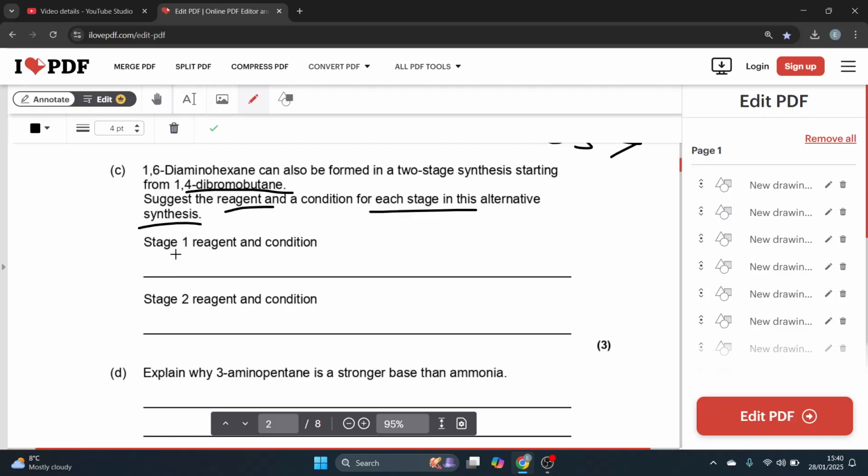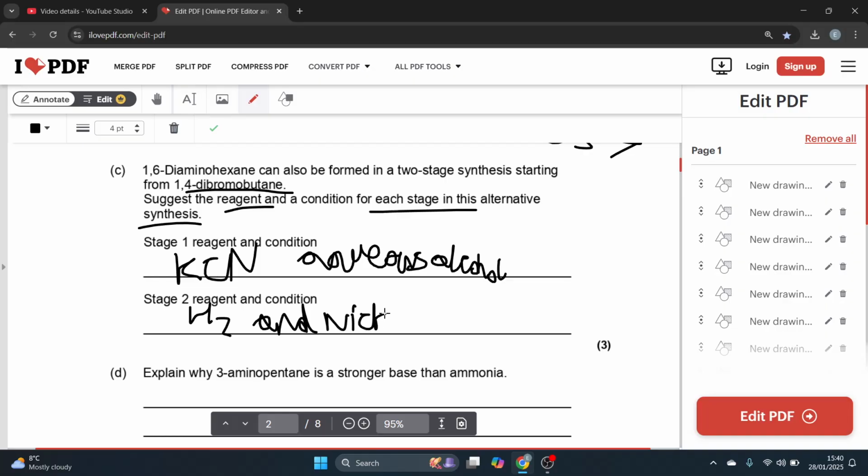So stage 1, I'm going to be using KCN, condition aqueous alcohol. Stage 2, reagent and condition: hydrogen and nickel. Remember, this is obviously catalytic hydrogenation. You could also say lithium aluminium hydride in dry ether, etc.